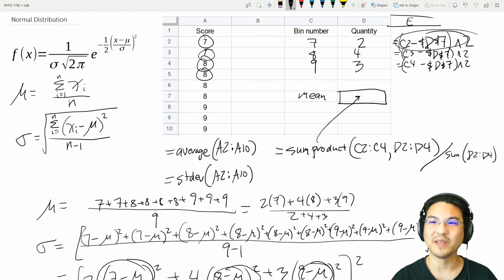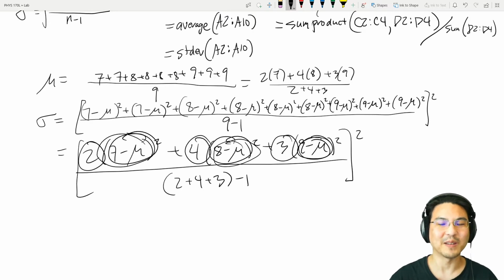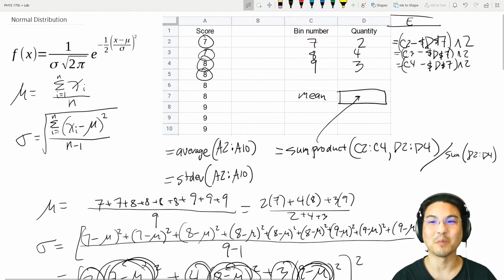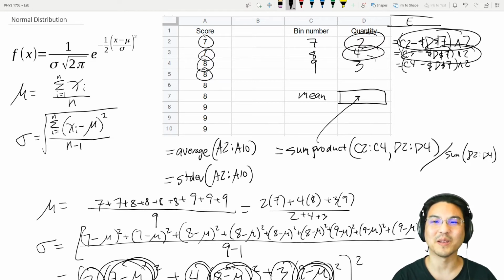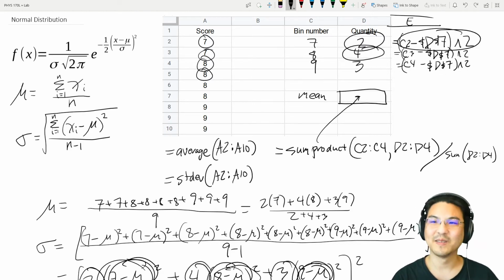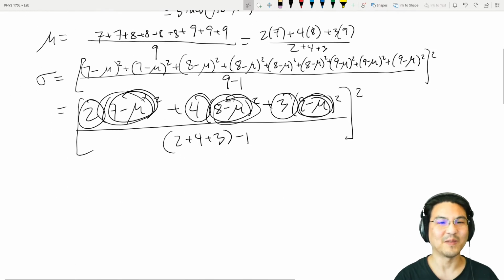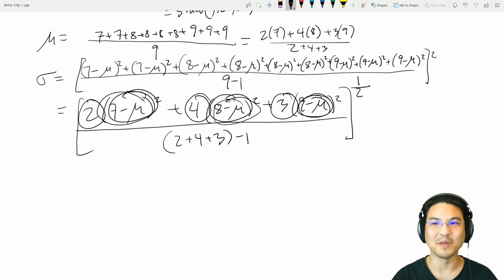Okay, so these numbers just represent these. I still need to do 2 times that, 4 times that, 3 times that, which is exactly that whole sum product, because we want this times this, plus this times this, plus this times this. And how you do that is that whole sum product, right? Sum product of this, comma, this. Okay, and then to finish off, divided by all this thing, and then the square root, sorry, square root.